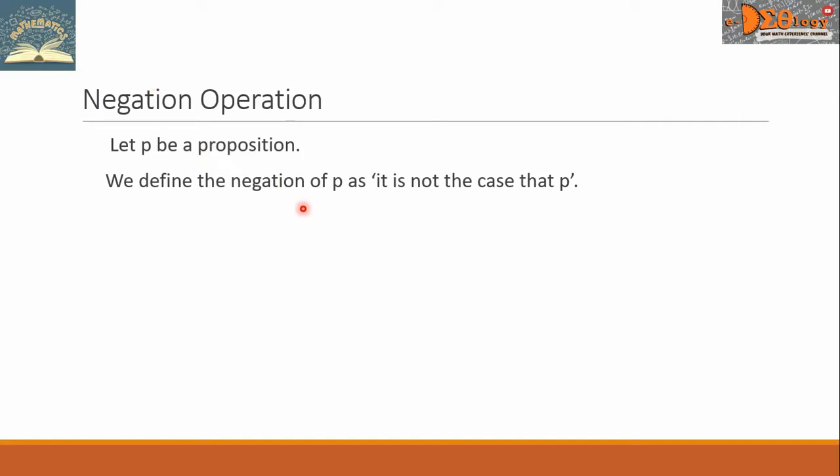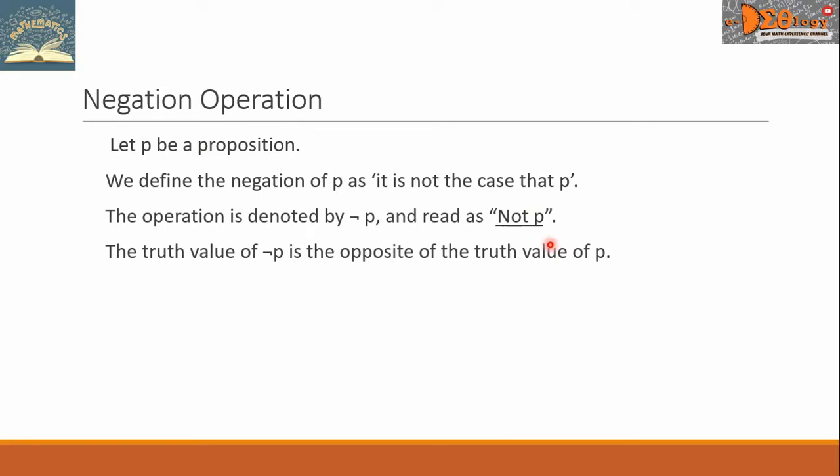We define the negation of P as "it is not the case that P." The operation is denoted by ¬P and read as "not P." The truth value of not P is the opposite of the truth value of P.